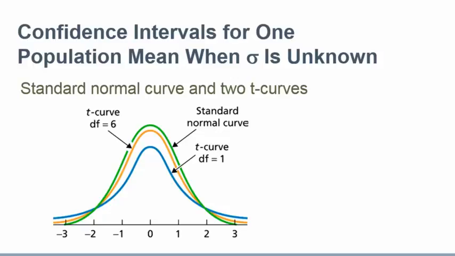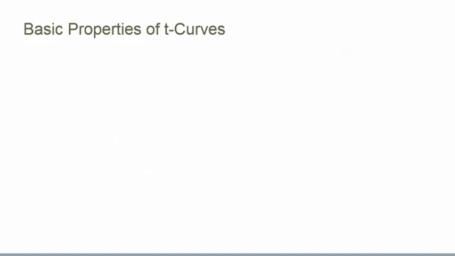The t-curve with degrees of freedom 1 is similar to the standard normal curve, but it's a little bit shorter. The t-curve with degrees of freedom 6 is a little closer to the standard normal curve. Eventually, the t-curve becomes the same size as the standard normal curve. So it's a good substitute to use when our population standard deviation is unknown.